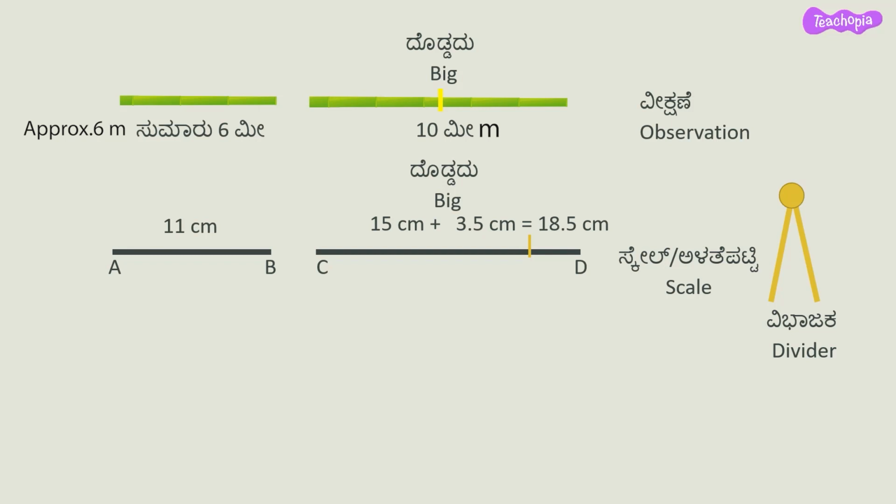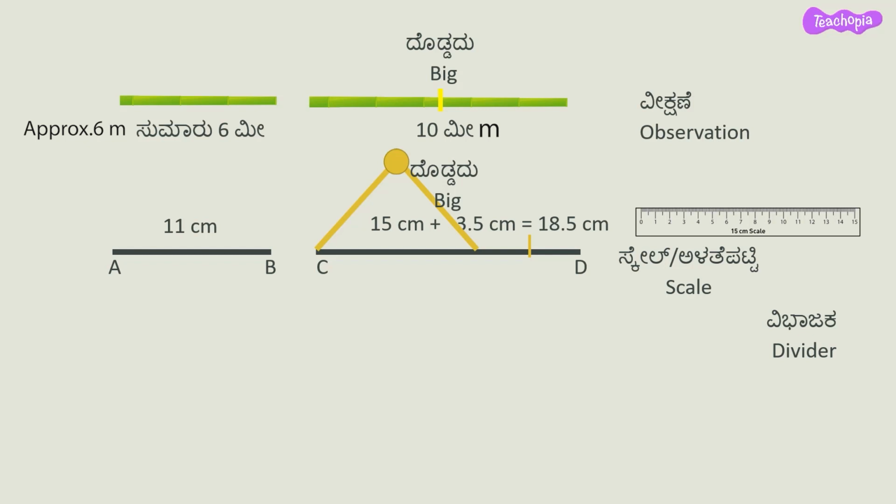We can do the comparison of line segments using a divider. A divider has two pointers at the end of its legs. We can open the divider and set it at the end points of the line segment. We can place the end points of the divider against the scale and find the distance between the points and get the length. Similarly, we can measure the length of the other line segment and find the bigger line segment.